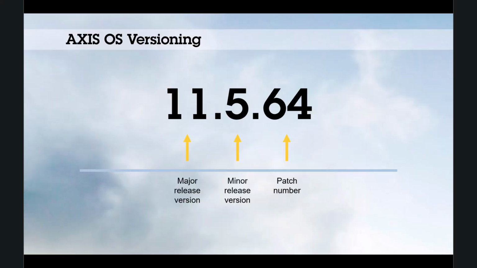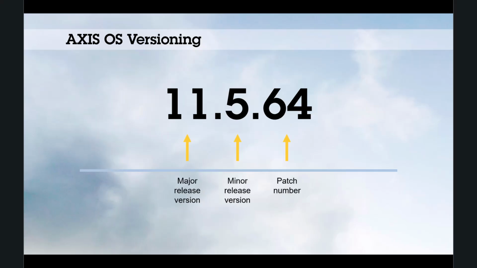We also need to mention AXIS OS versioning. As you see, we use major, minor, and patch. The major version is increased after a new active track has been created. We create, as you know, a new active track every 2 years. The minor version indicates which feature set is included. We release about 6 times per year for the active track.